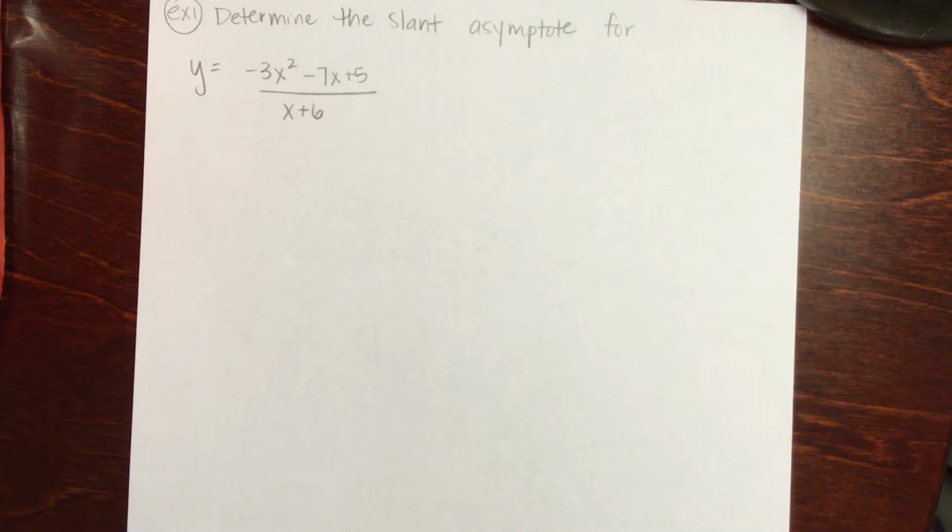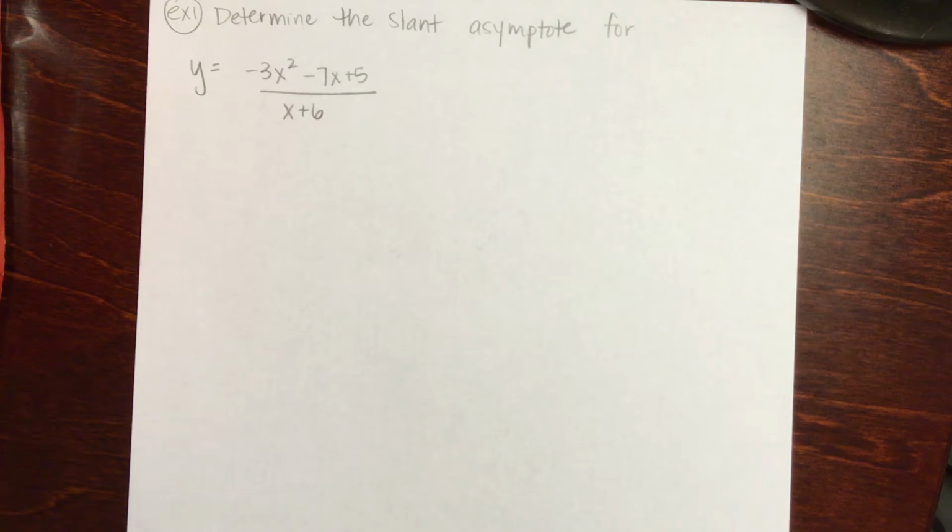How do you find a slant asymptote? You're going to have to use long division. And so you may want to watch this video for some examples and steps on how to do long division. We're going to go through 3 examples, and in the last 2 examples we will graph the slant asymptotes.